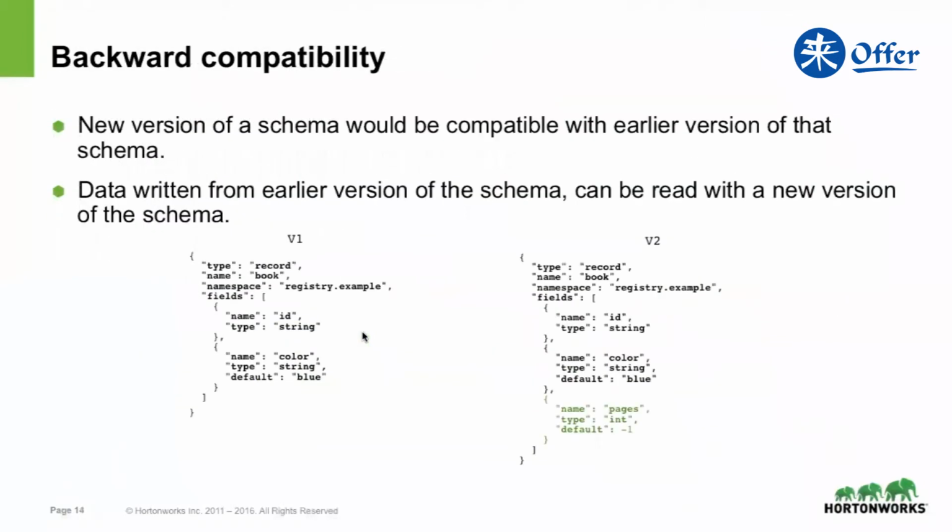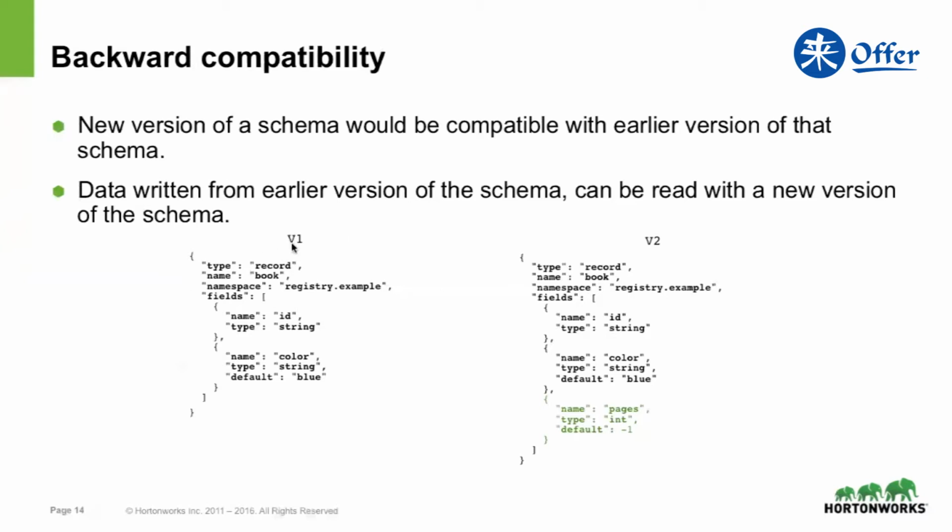So here, this is backward compatible. So this is the version 1, right? There are two fields, ID, and there is another field called color. Both are expressed in string format. Now, the version 2 is added. It added a new field, right?